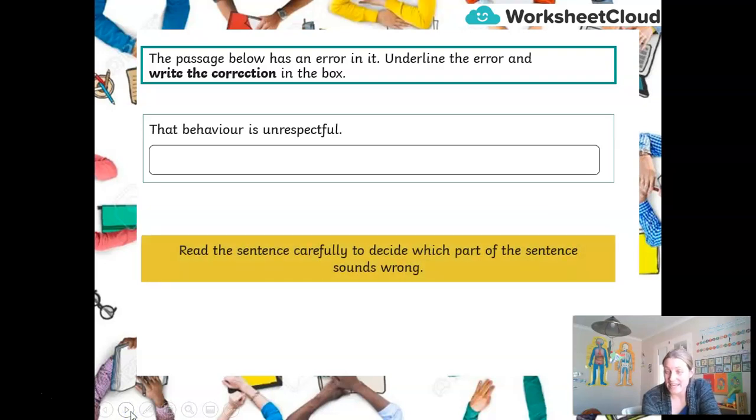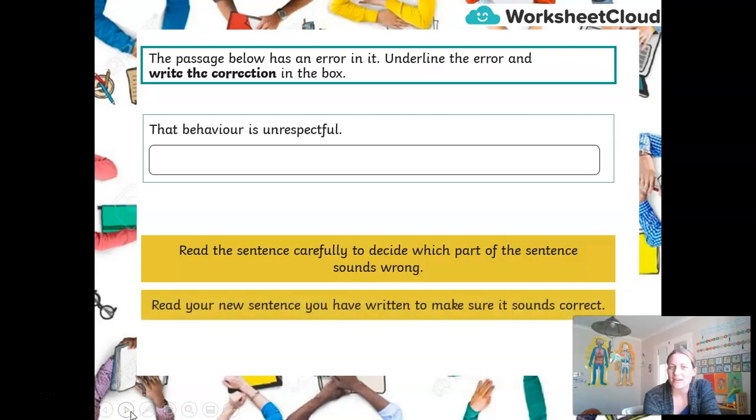Read the sentence carefully. What part sounds wrong? Well done if you said unrespectful. That is the wrong prefix. The correct prefix is disrespectful.